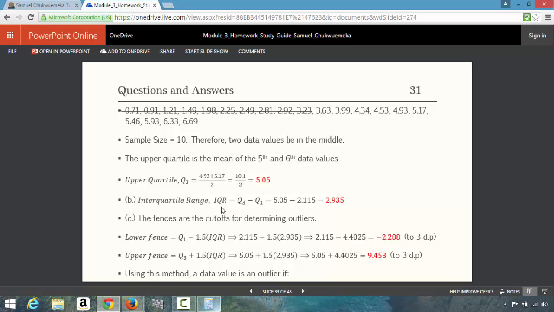Then the interquartile range is Q3 minus Q1. This is the interquartile range. The fences are the cutoffs for determining outliers. The lower fence is Q1 minus 1.5 times the interquartile range. If you do that to 3 decimal places, you have this. And the upper fence is the upper quartile plus 1.5 times the interquartile range.